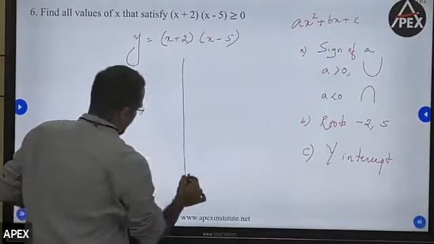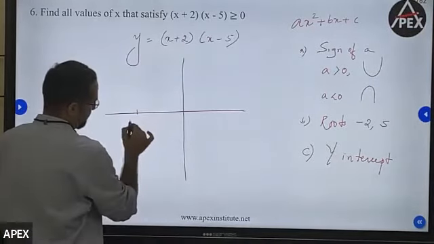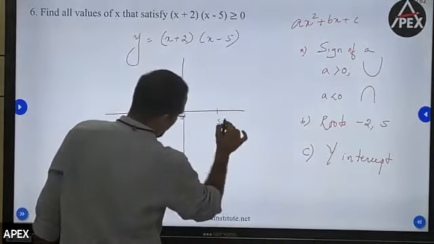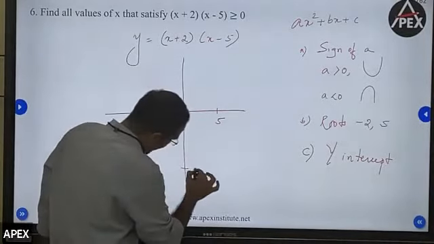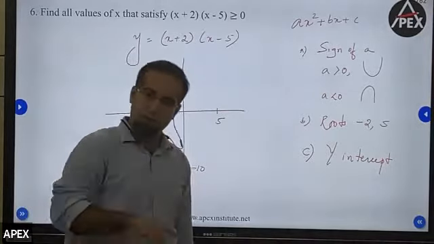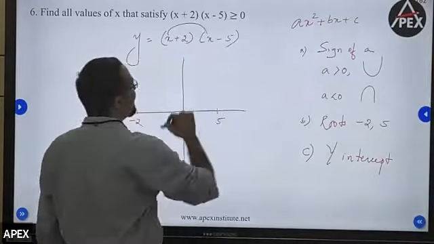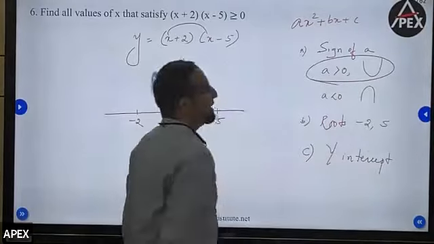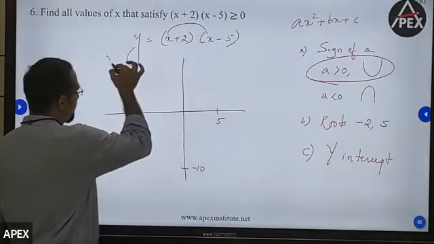So how does this work out? Minus 2 is one of the roots. 5 is another root. And I know that at the point minus 10, this parabola is going to cut my y-axis. What is the magnitude of a? x into x will be x square, so a is positive, and we will have an upright parabola. So how does my graph look? My graph would look something like this.